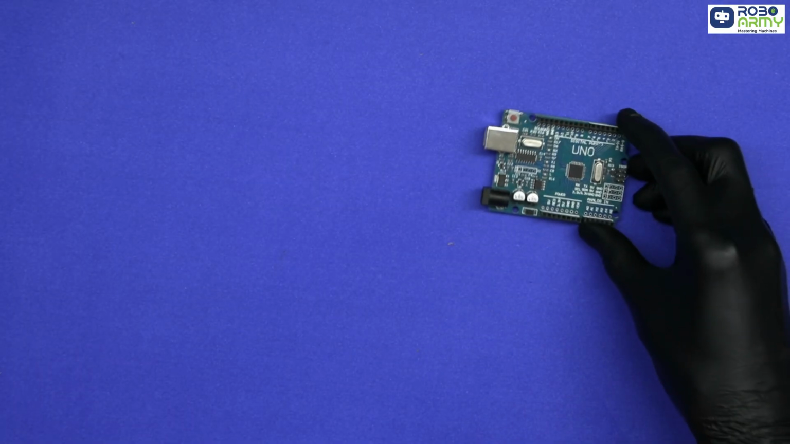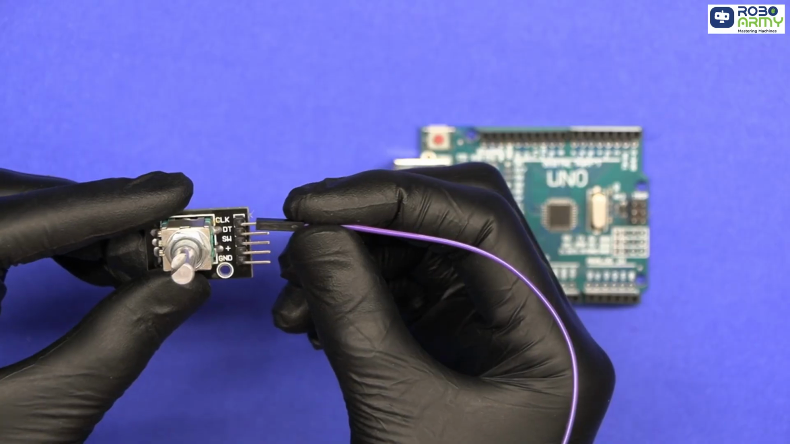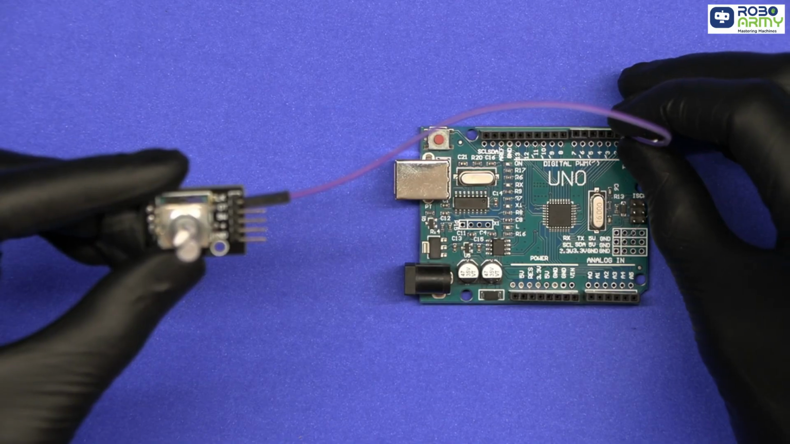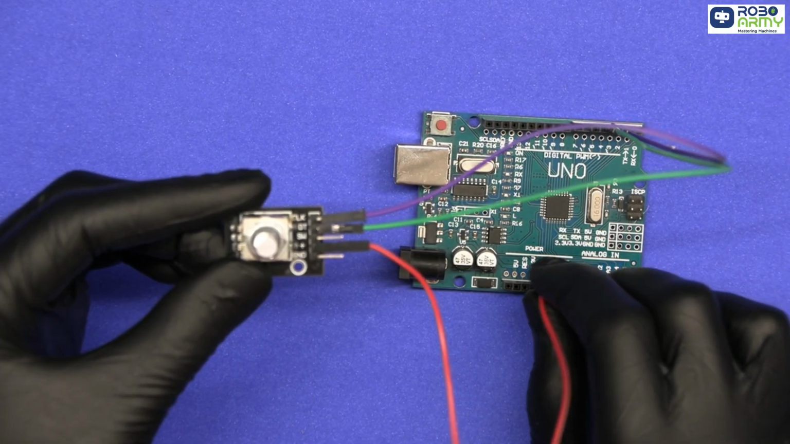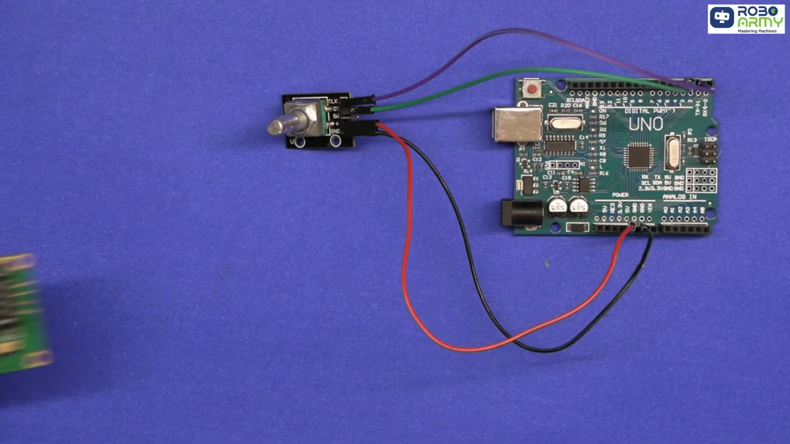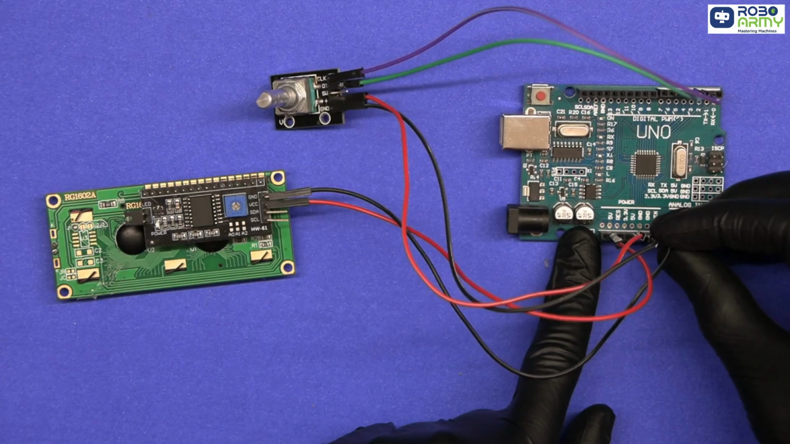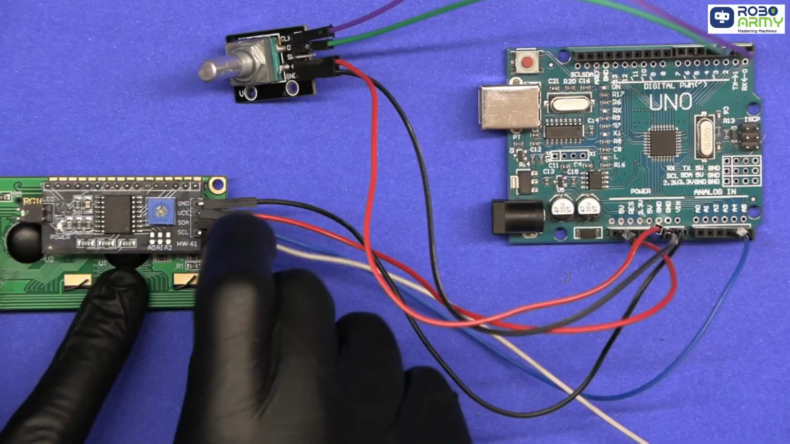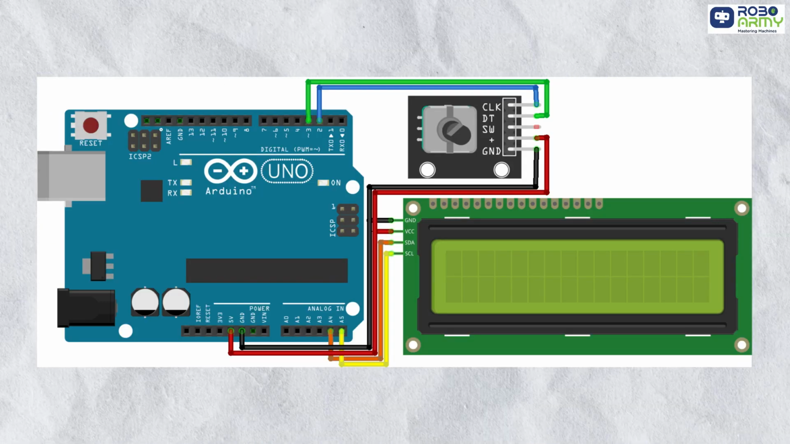Now let's start by setting up the hardware connections first. Take the rotary encoder and connect the clock pin to digital pin 2, DT pin to digital pin 3, plus pin to 5V, and GND pin to the GND. Now connect the 16x2 I2C LCD display: VCC to 5V, GND to GND, SDA to A4, and SCL to A5. Make sure to check all your connections again before uploading the code.